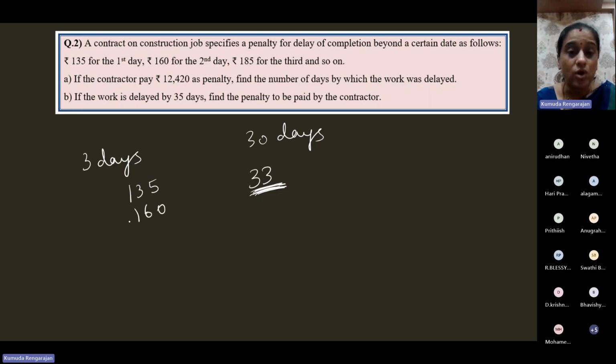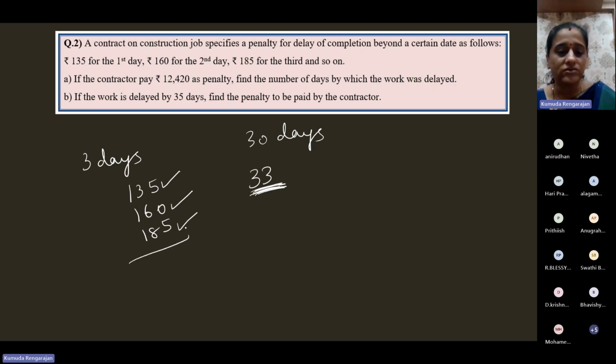160 is the penalty for the second day. It's not for 2 days. 160 is not the penalty for 2 days. It's the penalty for the second day only. And 185 rupees is the penalty for the third day. So this is for the first day, this is for the second day, this is for the third day.